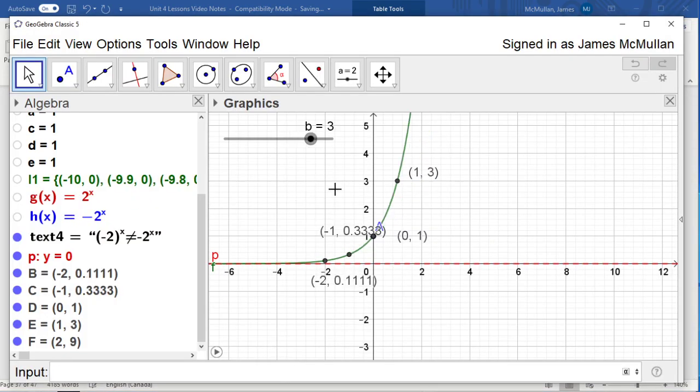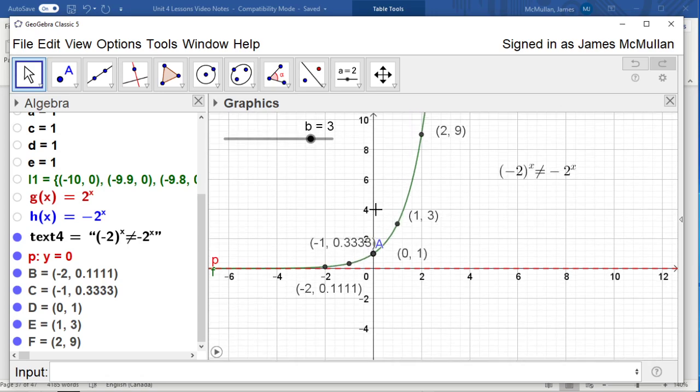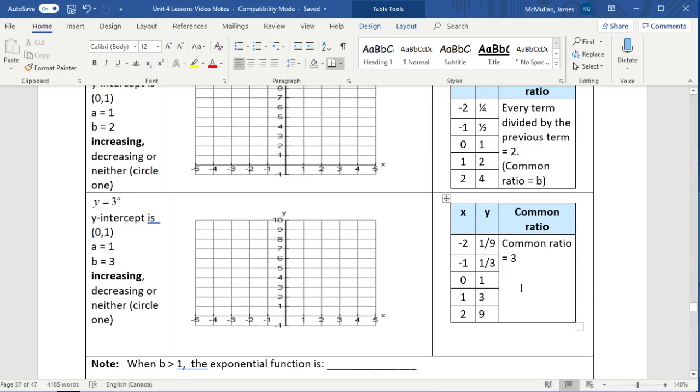B equals 3. You can see 1 over 9 is 0.11111. 1 over 3 is 0.33333. And then you have 1 comma 3 and 2 comma 9 are the other points, right? So you have all those 5 points that we wanted.